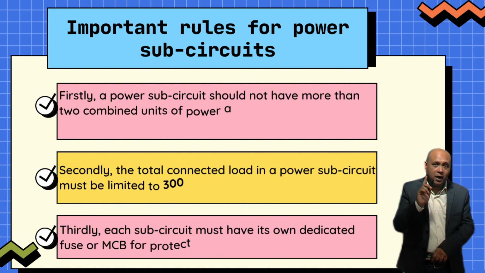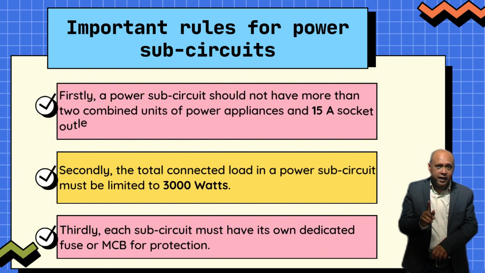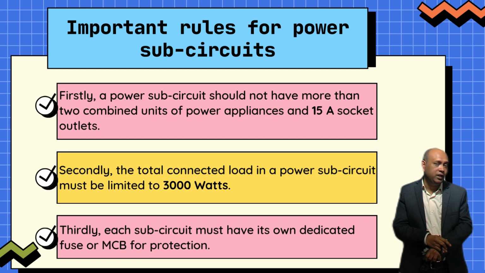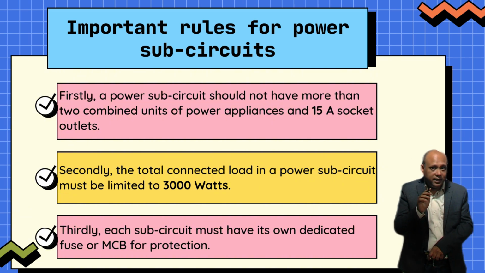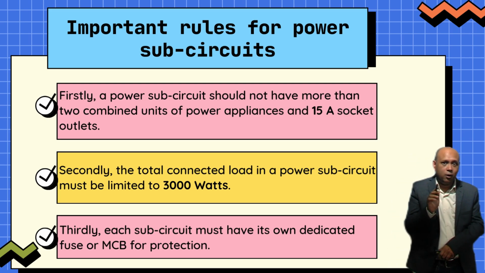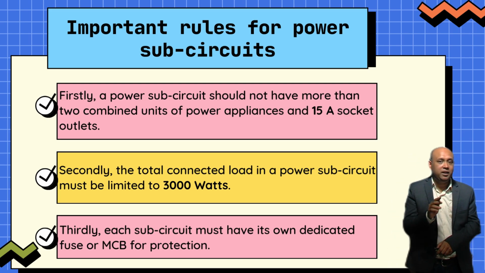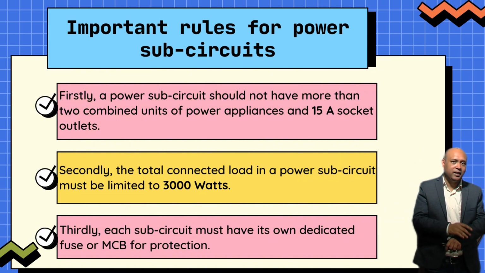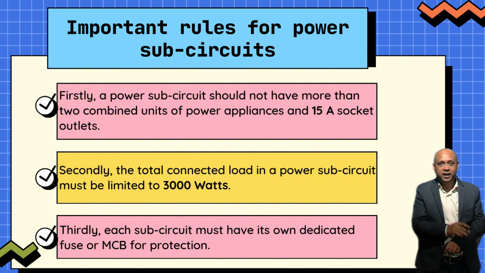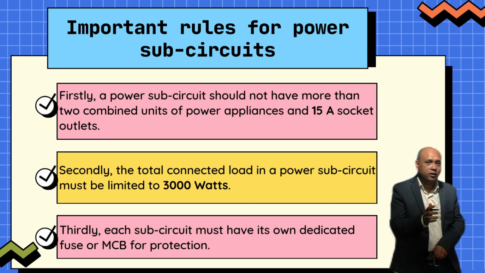Firstly, a power sub-circuit should not have more than 2 combined units of power appliances and 15 ampere or 16 ampere socket outlets. Secondly, the total connected load in a power sub-circuit must be limited to 3000 watts. Thirdly, each sub-circuit must have its own dedicated fuse or MCB for protection.